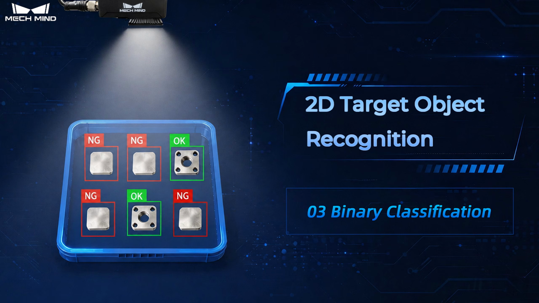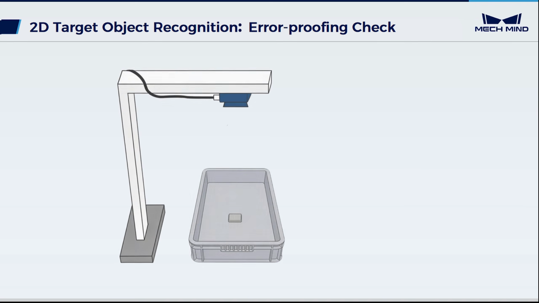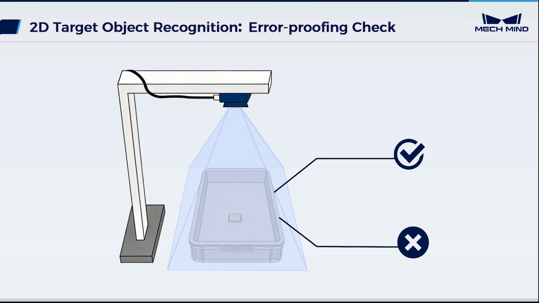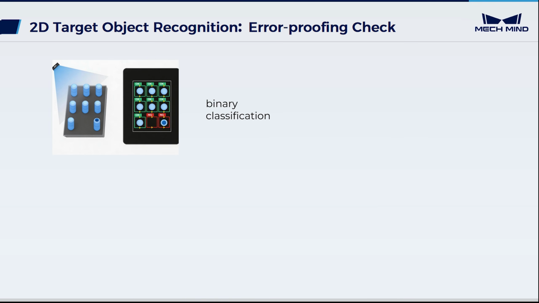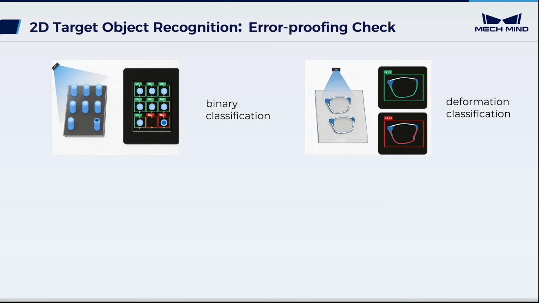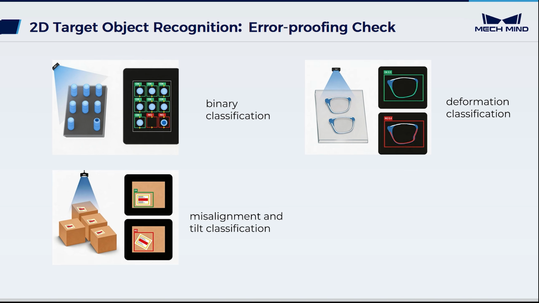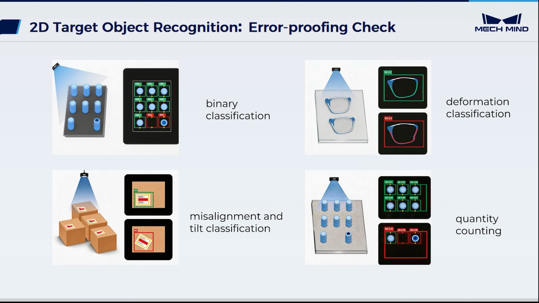This video introduces one of the key functions of 2D target object recognition, namely error-proofing check, and demonstrates how to configure relevant parameters using the 2D target object recognition tool. Error-proofing check uses 2D camera images to identify target objects and verify whether they meet specifications. It can be applied to binary classification, deformation classification, misalignment and tilt classification, and quantity counting.